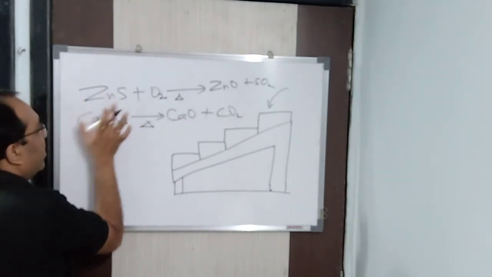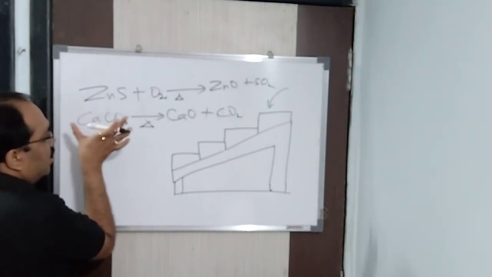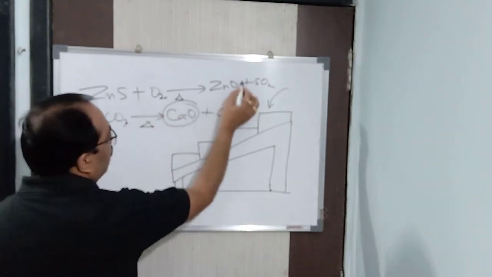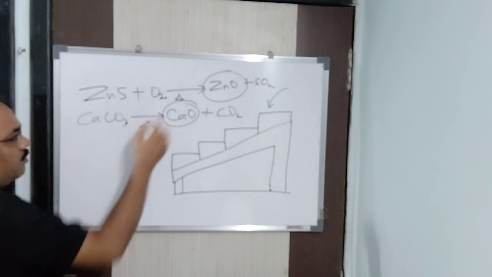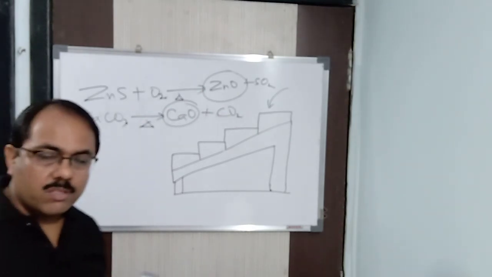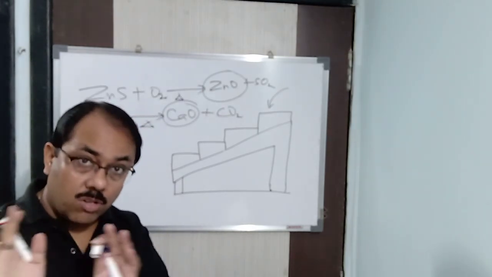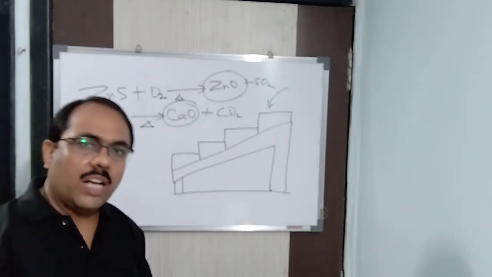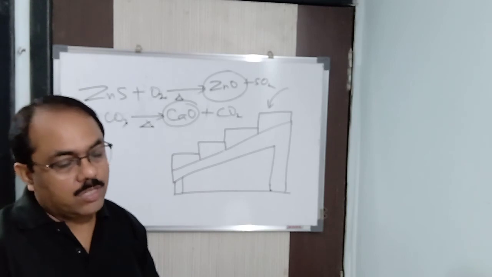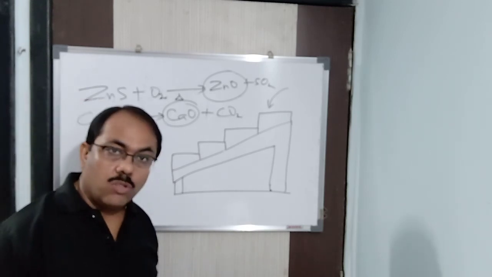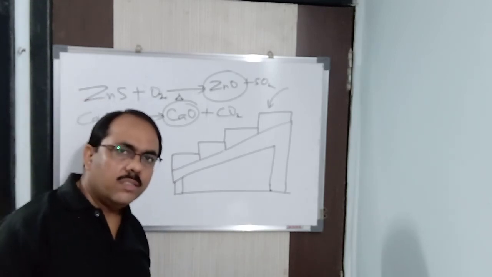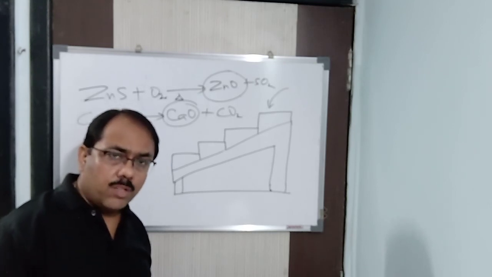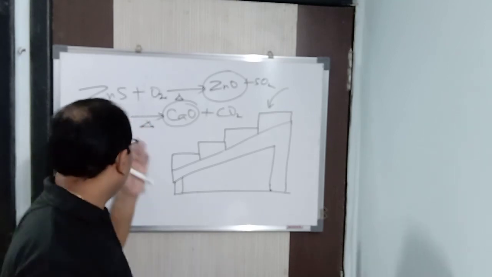Roasting is done for the sulfide ores and calcination is done for the carbonate ores to convert them into their oxide. In both cases the product is my oxide. My aim is to convert it into its oxide. For the sulfide ore I go for roasting, and for the carbonate ores I go for calcination. You may ask, for the sulfate ore, what will we do? We'll go for roasting. Same thing, sulfate will go for roasting.